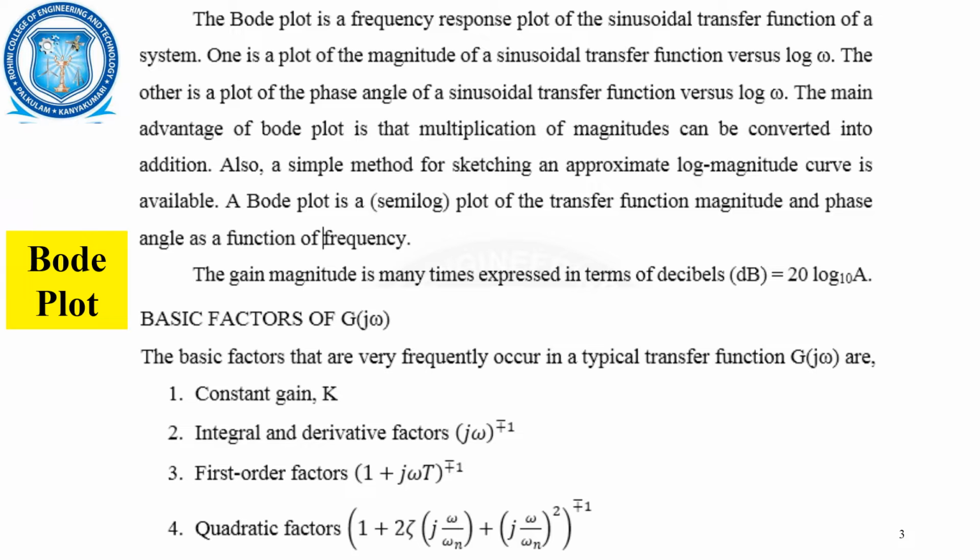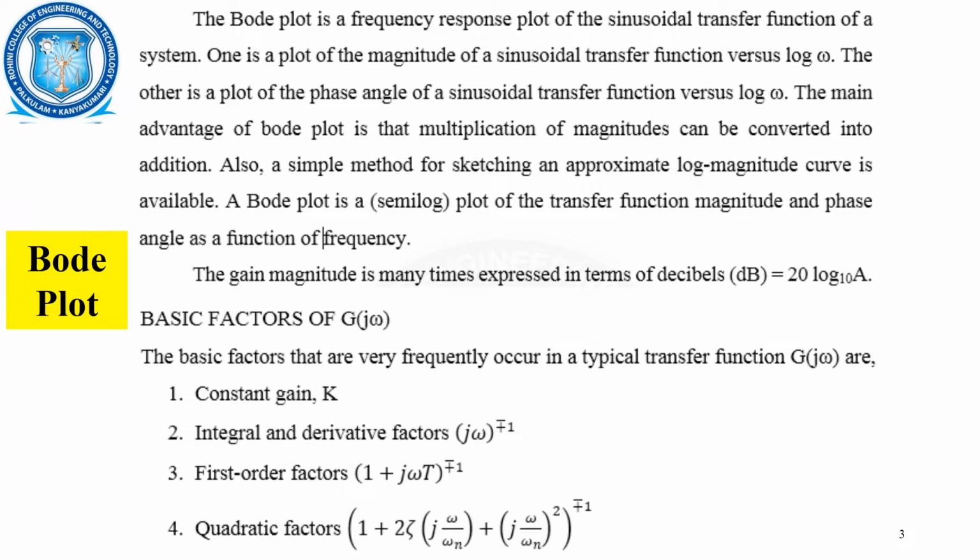The main advantage of a Bode plot is that multiplication of magnitudes can be converted into addition. Actually, this is a very simple method of sketching an approximate log magnitude curve. The Bode plot is a frequency response plot of the sinusoidal transfer function of a system, and it is a plot of the transfer function magnitude and phase angle as a function of frequency.